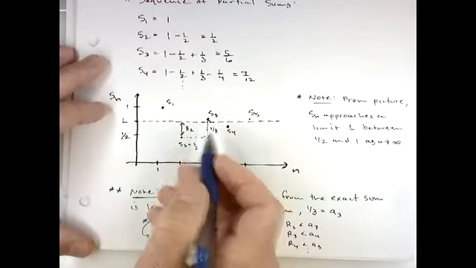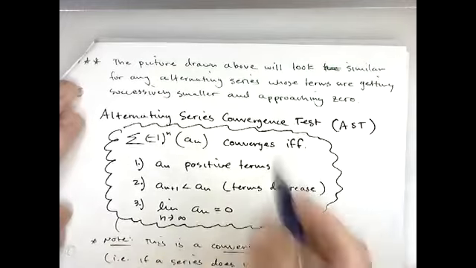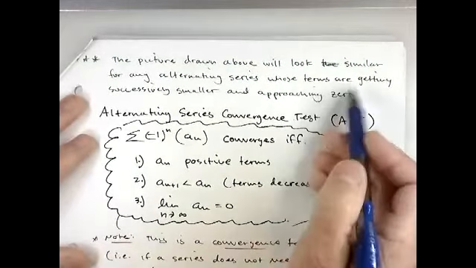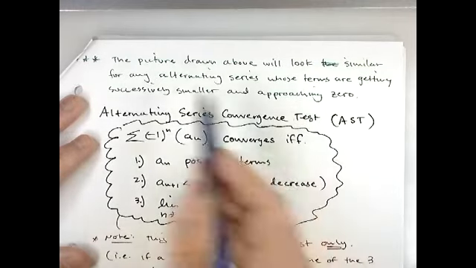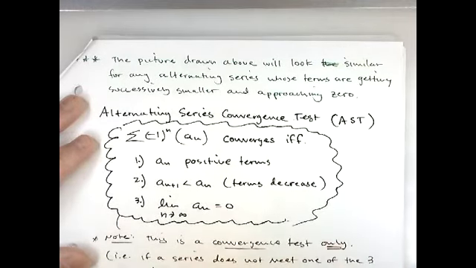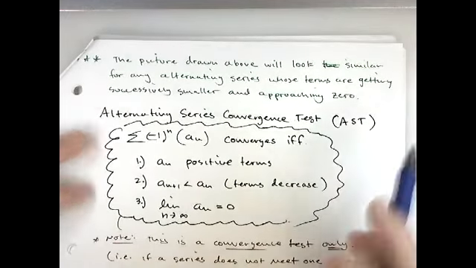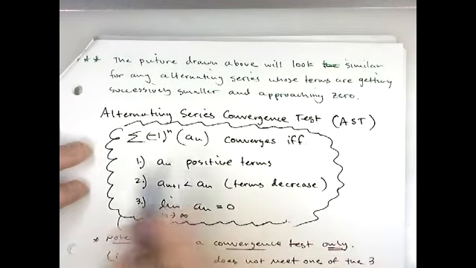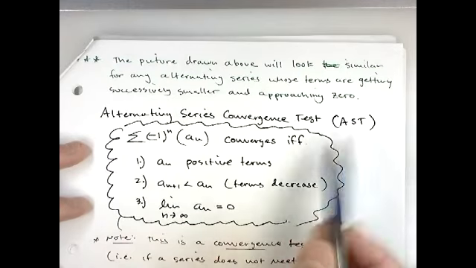But going back to this picture, we can tell now, if I have any alternating series whose terms are getting successively smaller and approaching 0, the picture I just drew is going to look very, very similar, right? It'll probably converge to some different number, but those dots will eventually approach a horizontal asymptote. So this leads us to the alternating series convergence test.